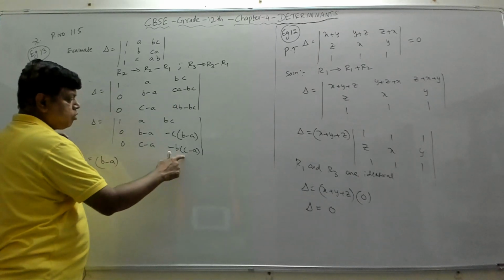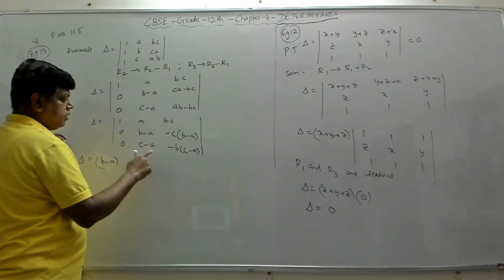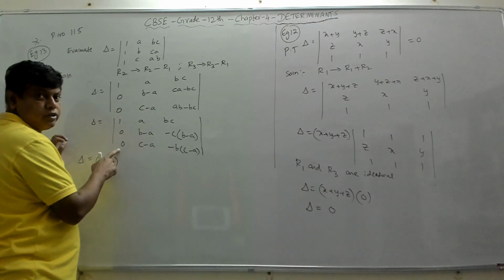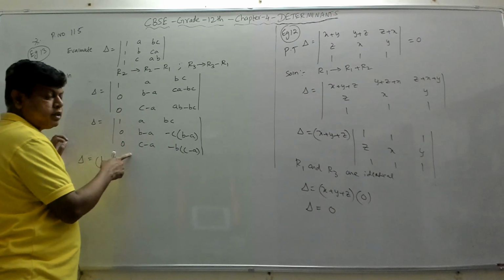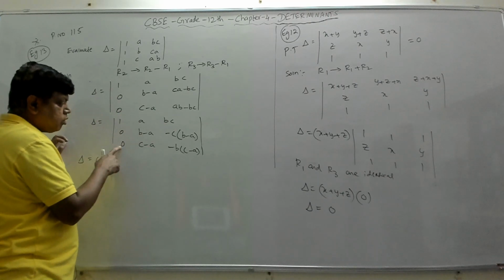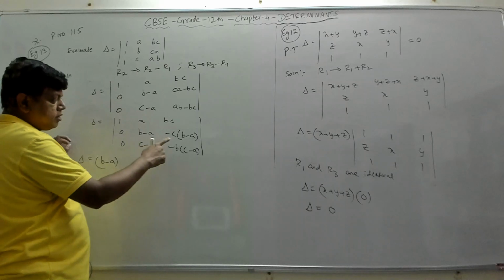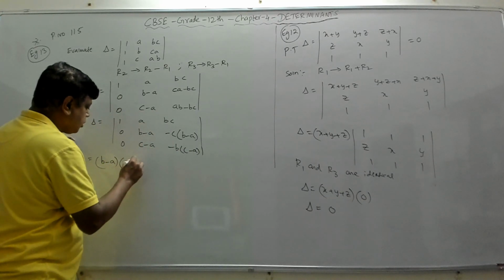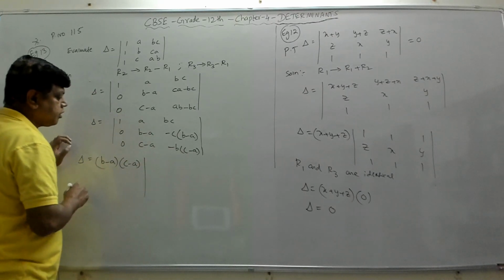Similarly, in the third row, C minus A is here, C minus A is here, even C minus A is here, because this 0 can be written as 0 into C minus A. So row 3 has C minus A common, which can be taken out of the determinant. So it will become C minus A, and we'll start the determinant.